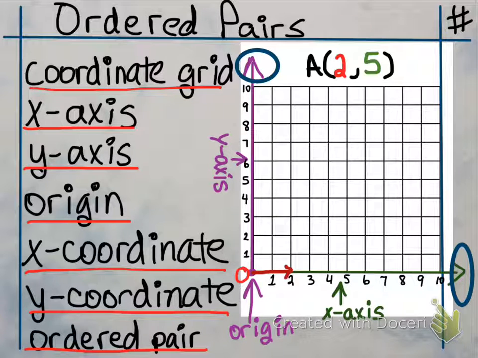The second number is the y value, and the y value tells us how far up or down the axis we want to go. We're going to move up or down along the y-axis to find the y value. So in this instance, our y value is 5. So from where we stopped on the x-axis, we're going to move up along the y-axis until we get to 5. And at that point is where we would put our point A.